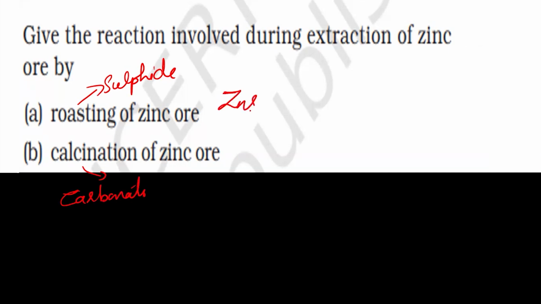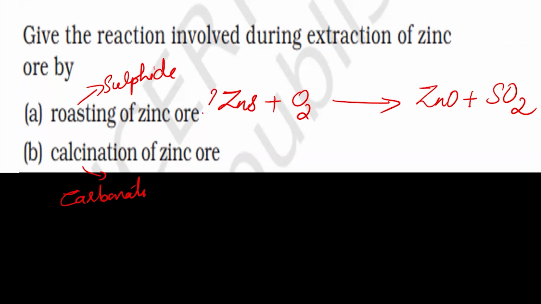Zinc sulfide plus oxygen, in the presence of oxygen, right? Yes. So what will you get? You will be getting zinc oxide. So basically we are getting its oxide along with the evolution of a gas, SO2. Okay. 2ZnS plus 3O2 gives 2ZnO plus 2SO2. So that is the roasting reaction.